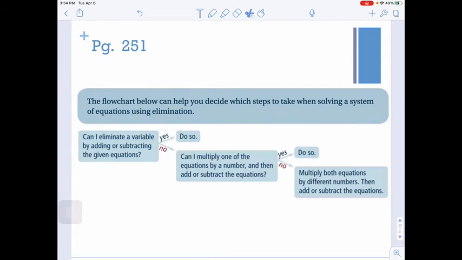The flowchart below can help you decide which steps to take when solving a system of equations using elimination. So first you want to think, can I eliminate a variable by adding or subtracting the given equations? Yes? Then you can do that. If not, think, can I multiply one of the equations by a number and then add or subtract the equations? If so, you'll do that. If not, multiply both equations by different numbers and then add or subtract the equations.